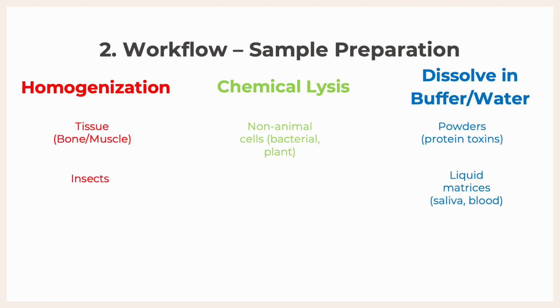are here. Essentially, this slide is the answer key. So you have tissue and insects under homogenization, so you're physically grinding those. Chemical lysis, you're kind of only using that for non-animal cells, so bacteria or plant cells. And finally, dissolving in buffer/water, you have powders and liquid matrices, mainly because you're just trying to get these into a form that can be subjected to liquid chromatography, if that makes sense.